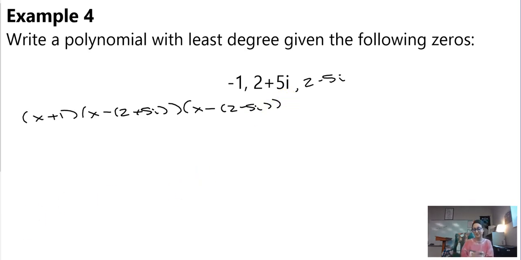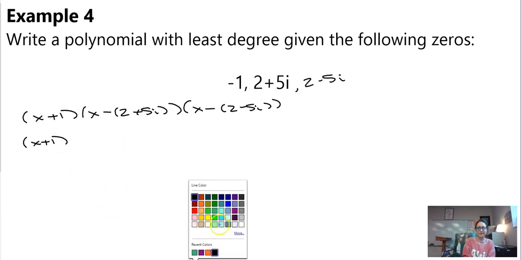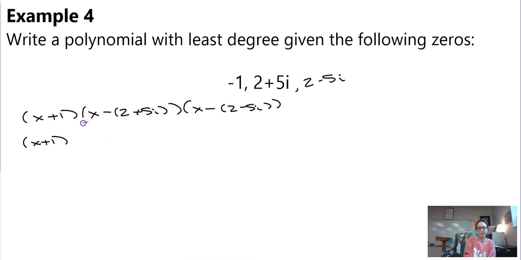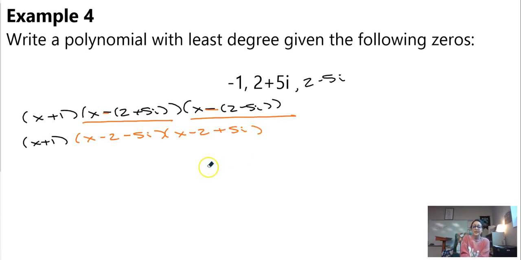So now we basically just want to multiply all this through. So here's what I'm going to encourage you to do. Let's leave this x plus 1 to the end and we can just distribute that binomial. And let's work on these second two factors, okay? So first, let's go ahead and distribute this negative here and this negative. So I'll have x minus 2 minus 5i and x minus 2 plus 5i, okay?